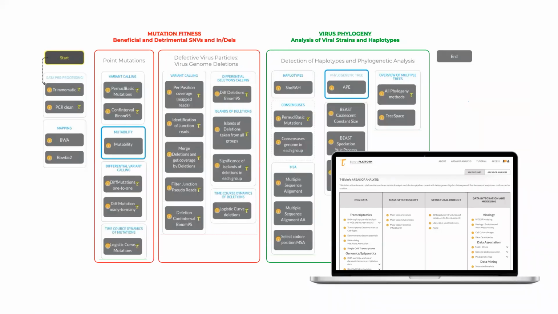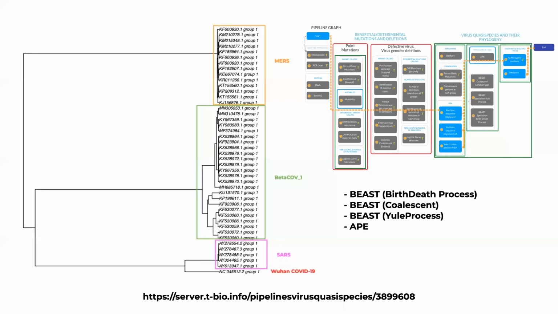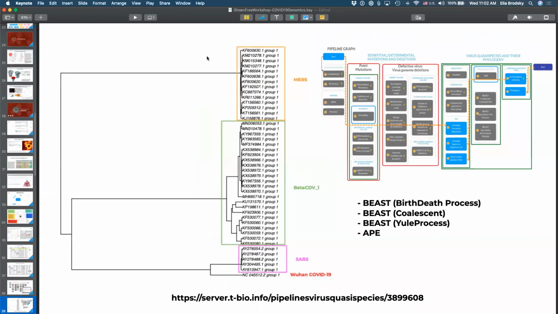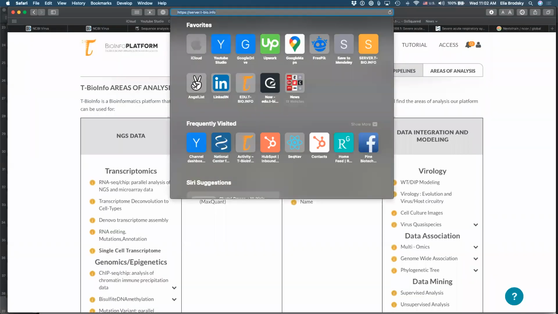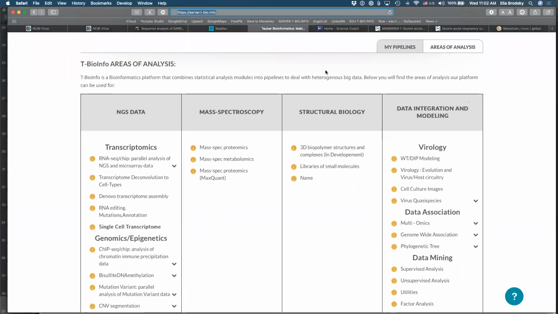If you're going to be joining future sessions, we're actually happy to create an account for you to try and play around with some of this stuff. What we'll do is we will go to our platform and we'll try to build the phylogenetic tree with one of the examples that we prepared for this session. So the platform link is server.t-bio.